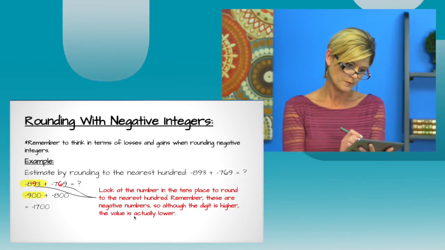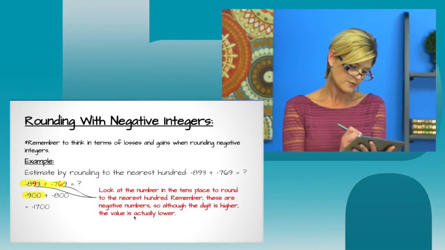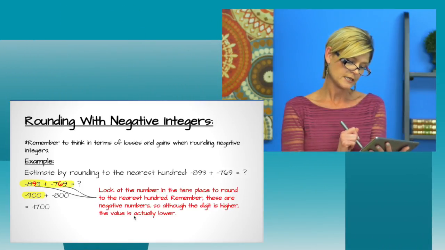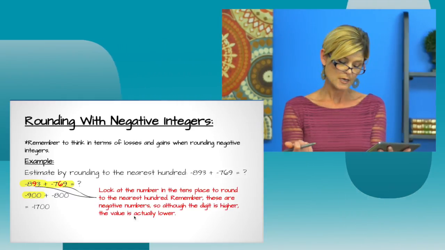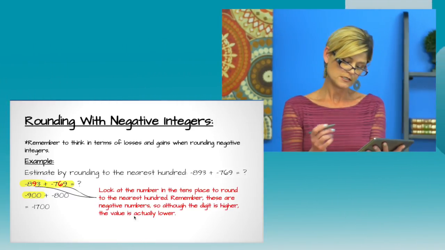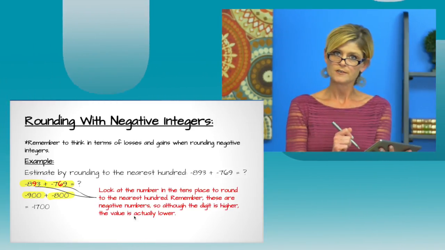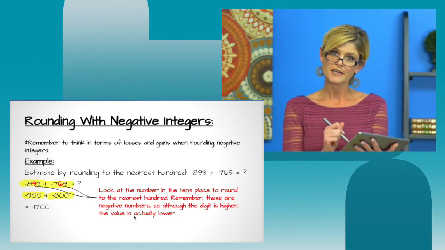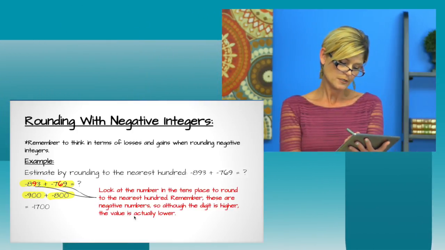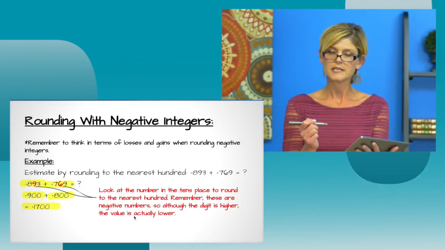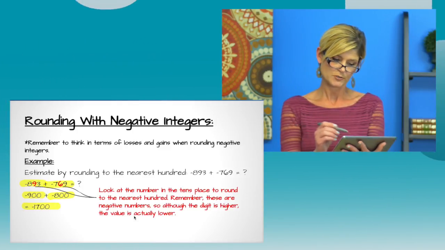Let's look at our next number. We have negative 769. Again, with a 6, we're going to round up. Our negative 769 gives us negative 800. So negative 900 plus negative 800, simple, negative 1,700.